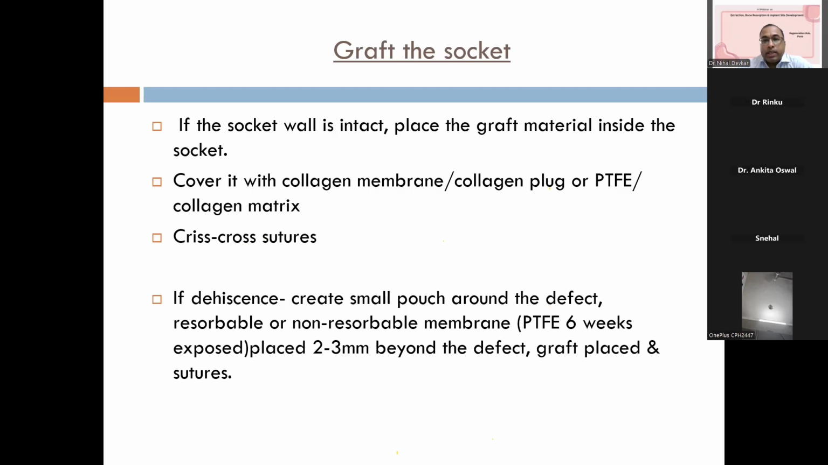If the socket wall is intact, you can place the graft material inside the socket, cover it with either a collagen membrane, collagen plug, or polytetrafluoroethylene membranes. And you can do a crisscross suture on top of that so that the graft and the membrane stay. You can also use a provisional prosthesis, because the extraction has been done, especially if it is anterior, the patient will ask for or need a prosthesis. It would also protect the graft material.